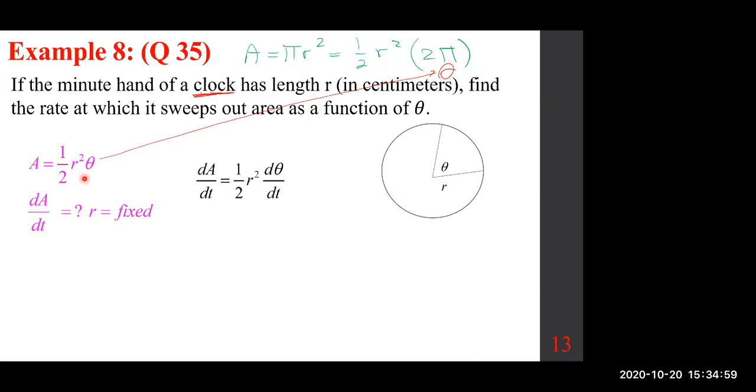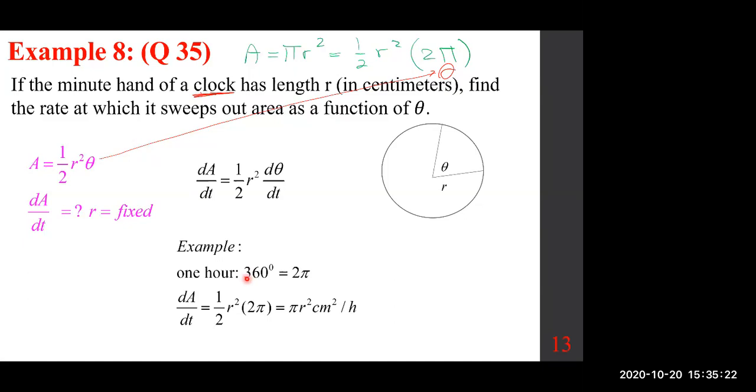For example, if we do it over the course of 1 hour, that covers 360 degrees or 2 pi. If you plug in, you get pi r squared centimeters squared per hour. Take a look at what happens. It's interesting. Over the course of 1 hour, we cover a complete revolution, which is 360 degrees or 2 pi radians. We replace that and come up with the answer, pi r squared centimeters squared per hour.